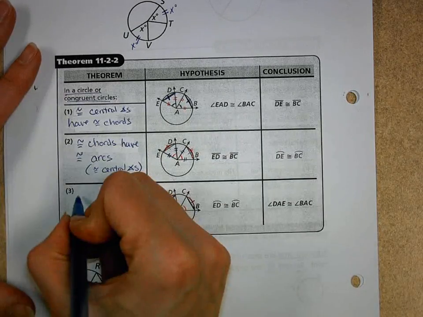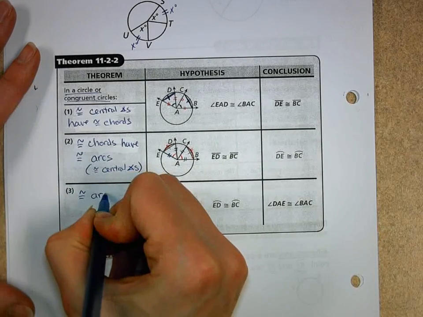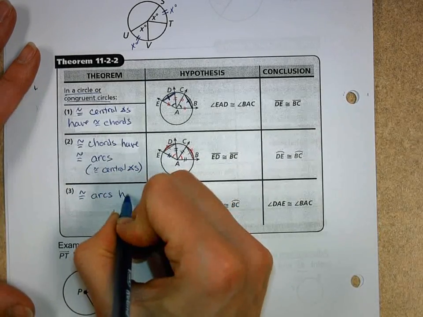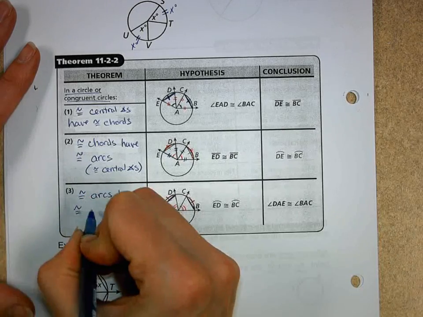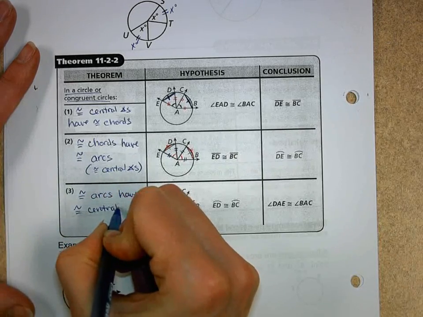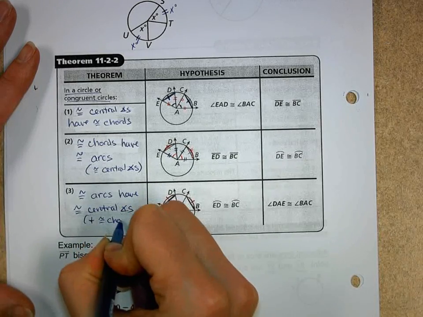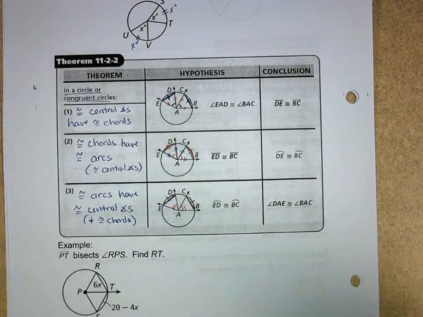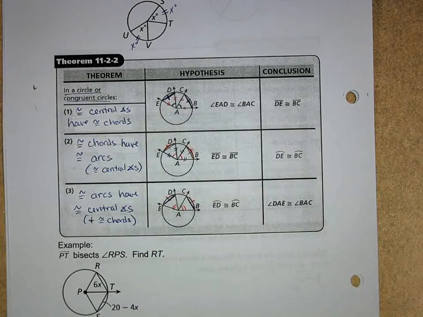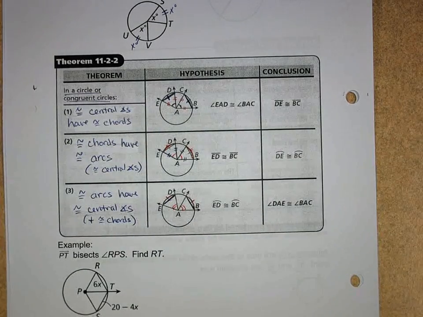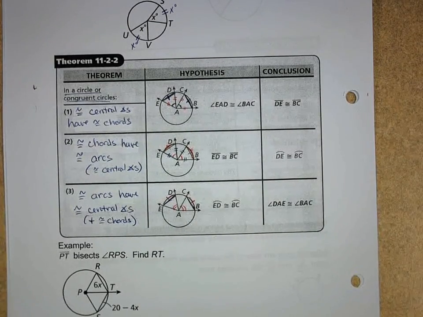So the last part goes, congruent arcs have congruent central angles, and I'm going to say, and congruent chords. So they're all quick interrelated with each other, and I think that's the best thing ever. So let's use this to help solve for different angles.